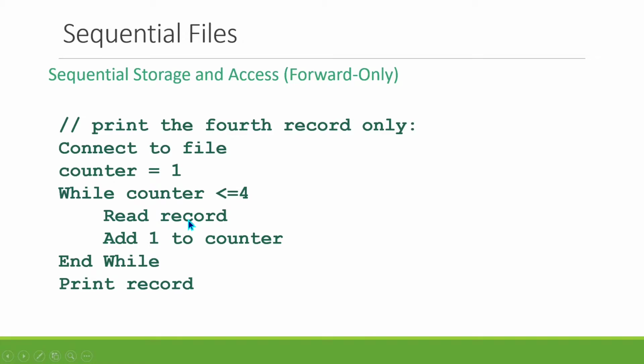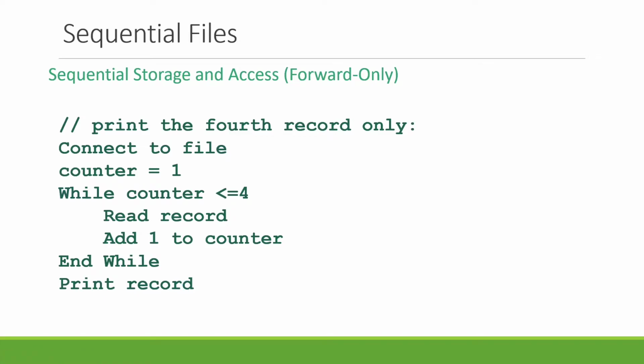do anything with it. I just toss it. And then I increment my counter. So the first iteration, I read record 1, and then increment my counter to 2. And in the second iteration, I'm going to read the second record, increment to 3, etc. until I get to 4. So when I read that fourth record, I'm going to increment my counter to 5. My while loop condition's now false. I exit the loop, and then I can print or process the record in whatever way I want.